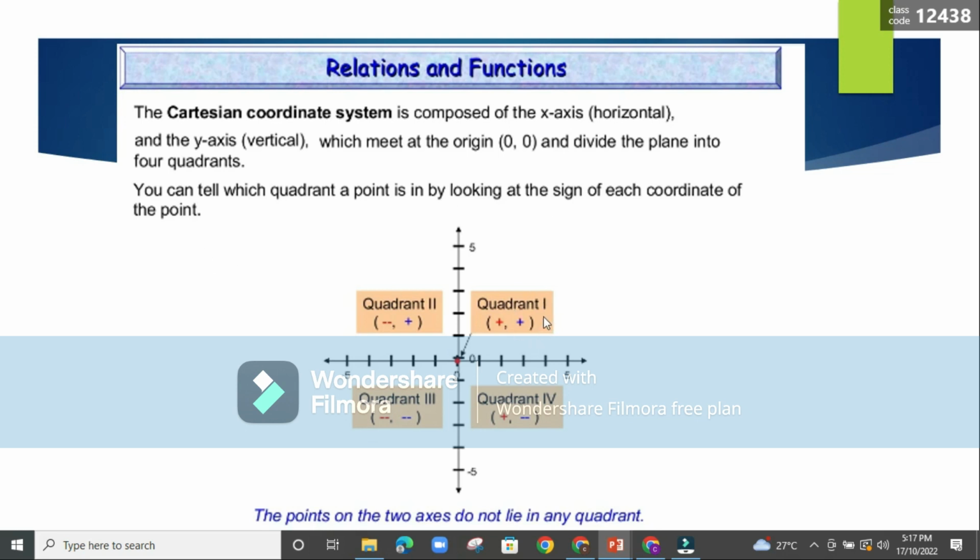So take a look at this one. This is quadrant 1, wherein the ordered pairs are both positive. The x coordinate is positive, the y coordinate is positive. Quadrant 2, when the x coordinate is negative and the y coordinate is positive. And quadrant 3, where both the x and y coordinates are negative, and quadrant 4, wherein the ordered pairs are positive and negative, or the x coordinate is positive and the y coordinate is negative. Now, the points on the two axes do not lie in any quadrant.